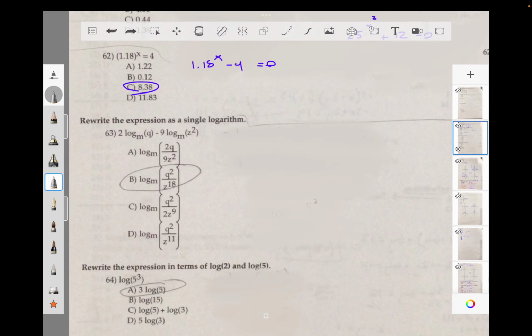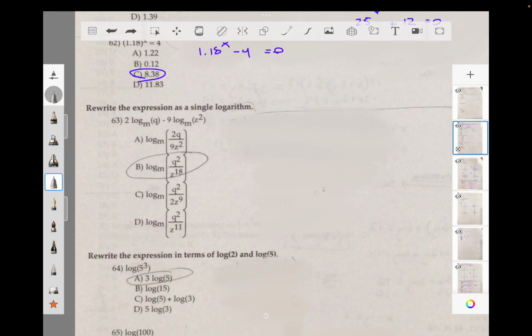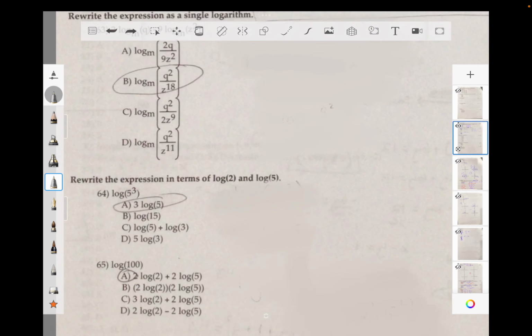Rewrite the expression as a single logarithm. Okay. Ooh, I don't remember what that means. I mean, here, right? Let me look at this one real quick.